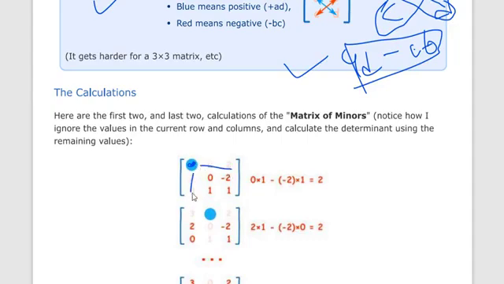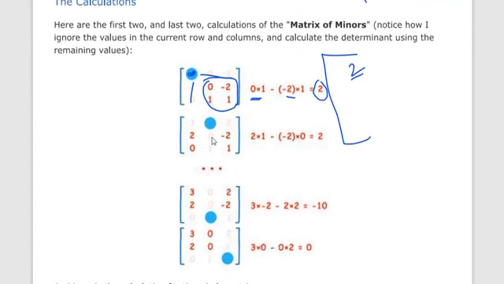So first start with this. We ignore this row and this column and find the determinant of this matrix: 0 into 1 minus -2 into 1. So we will get 2. So in the minors we get the first answer. Now second, we will ignore the second column, first row, and find the determinant of this matrix: 2 into 1 minus -2 into 0. We will get 2. So here we will put a 2.